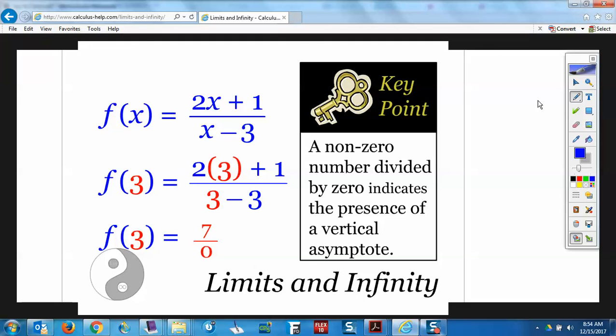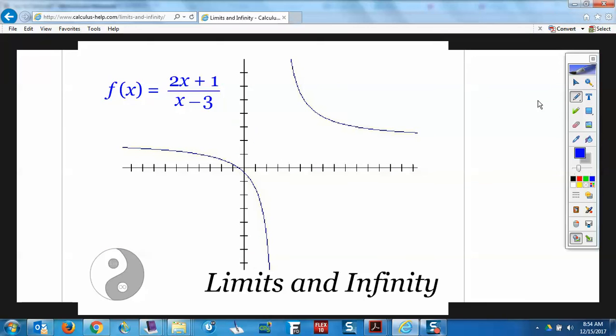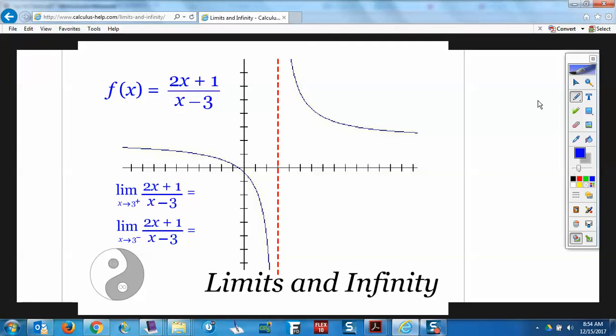In fact, whenever you substitute a number into a function and get a non-zero number divided by 0, it indicates the presence of a vertical asymptote. And this holds true for this function. Let's take a look at the graph of f at x equals 3. Well, remember, an asymptote is a line which a function cannot reach. Here we have an asymptote at x equals 3 because when we plugged 3 into f, we got a constant divided by 0.